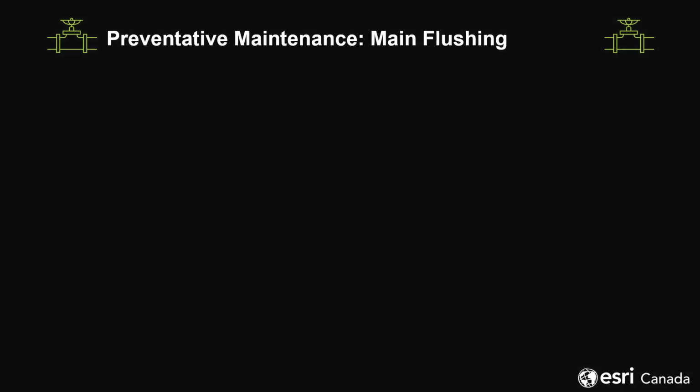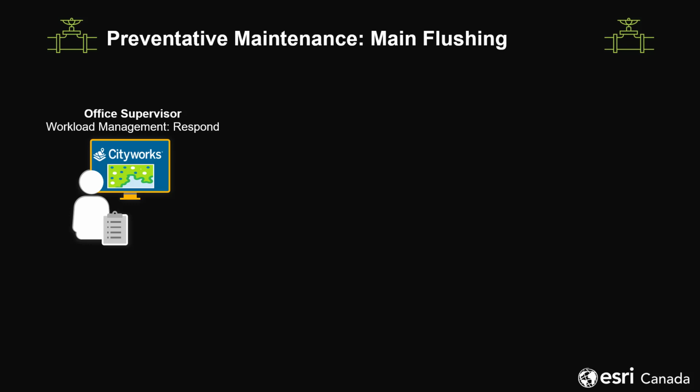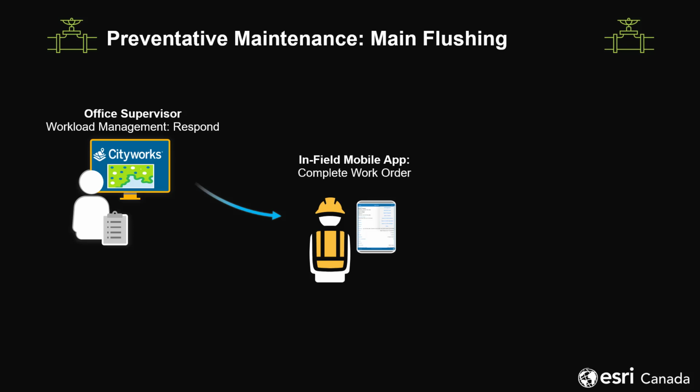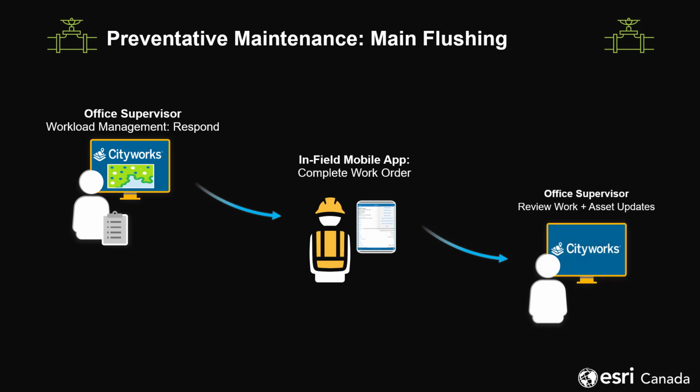Today we'll be going over a preventative maintenance scenario on sanitary main flushing. We'll begin as an office supervisor who's going to create the work order for this preventative maintenance. From here, we're going to assign it to a field worker to complete on the mobile app. Once that has been completed, we'll pick it up again as the office supervisor to review the work and then perform some asset updates. Once that's done, we'll take a look at what this looks like in OpEx projects for project tracking.